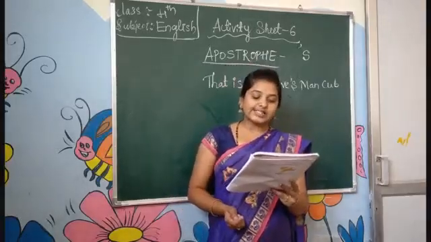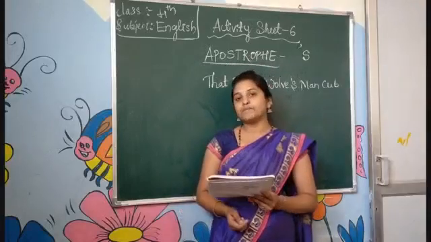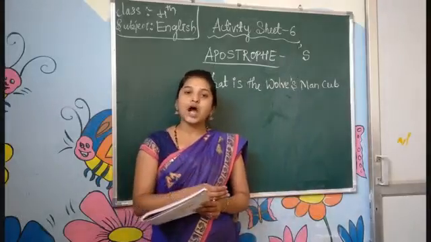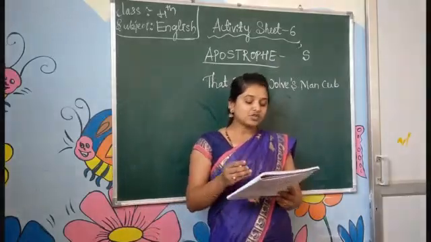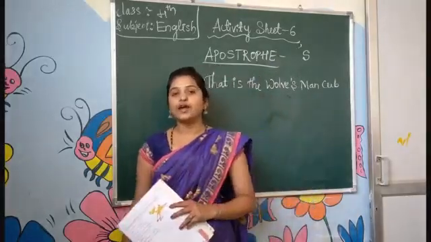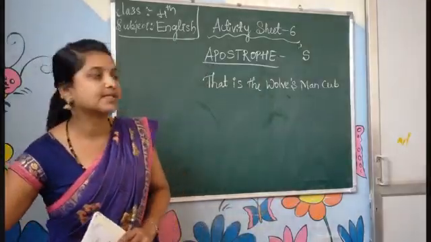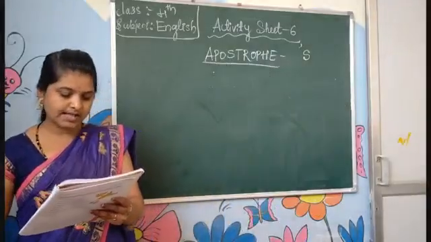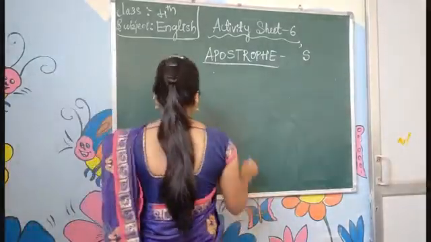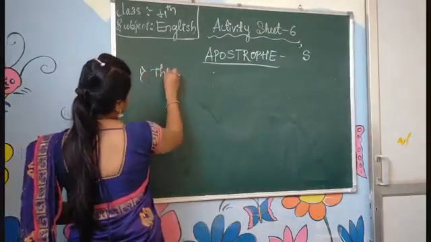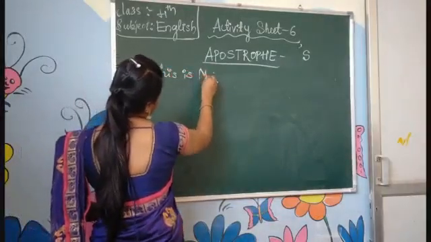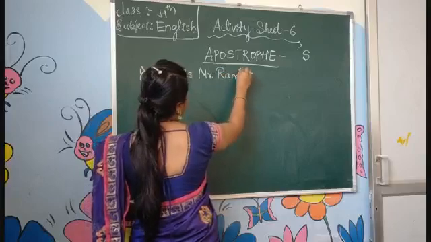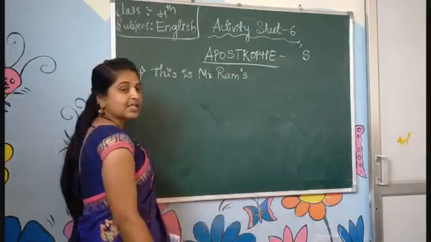The first one: this house belongs to Mr. Ram. So here who is the owner of the house? To whom does that house belong? That house belongs to Mr. Ram. So here you need to use the apostrophe. So where do you use that apostrophe? How will you rewrite that sentence? See here, this is Mr. Ram's. Owner, who? Ram. Mr. Ram's. Ram apostrophe s. Mr. Ram's house.